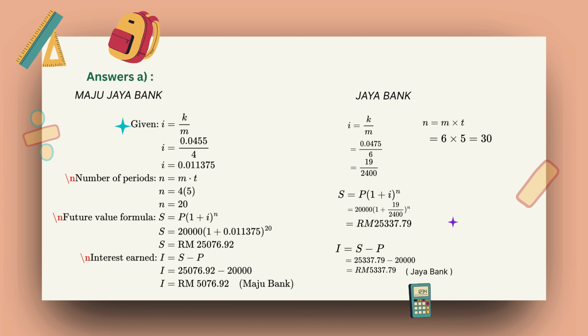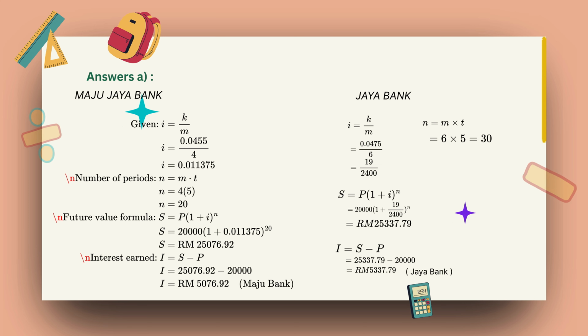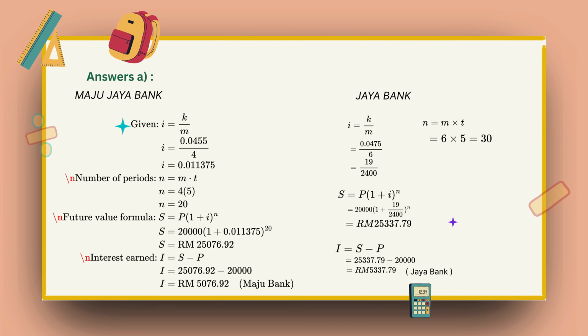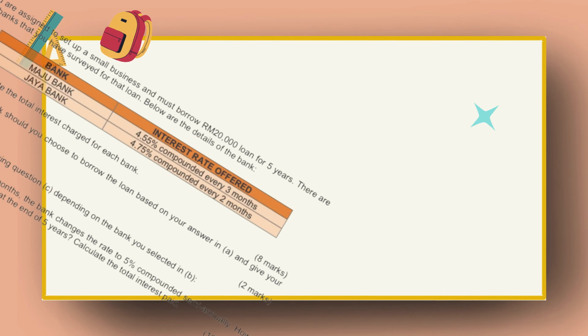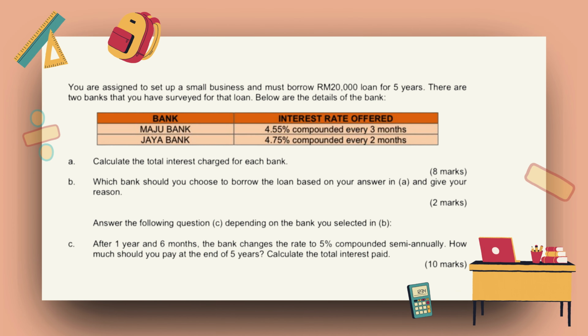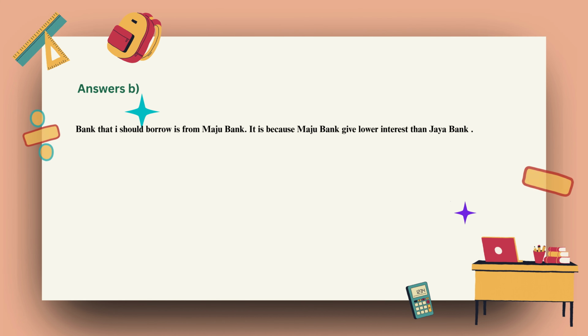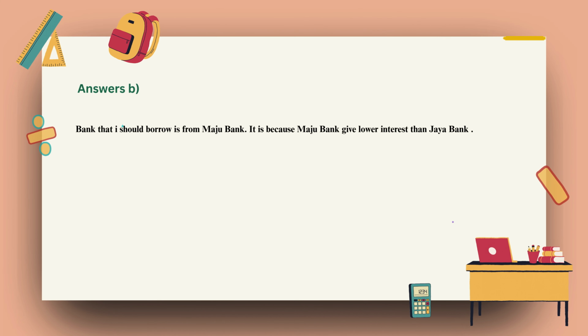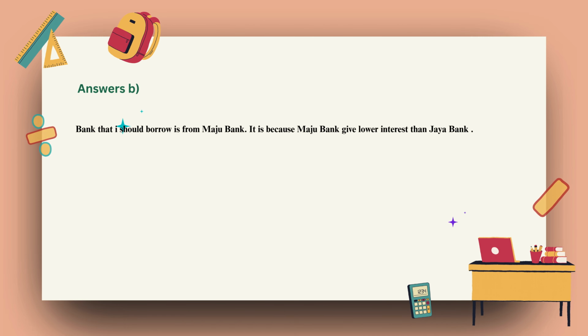So the answer is 25,337.79. So the interest is S minus P. So 25,337.79 minus 20,000. So the answer is RM5,337.79. That's for Jaya Bank. Next is question 1B. Which bank should you choose to borrow the loan based on your answer in A and give your reason? The bank that I should borrow from is Maju Bank, because Maju Bank gives lower interest than Jaya Bank.